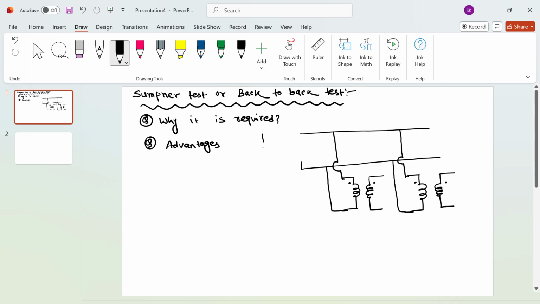Let me write it here. This is my source. Here I have a wattmeter. This is my current coil. This is my pressure coil. And maybe I can move it slightly further.